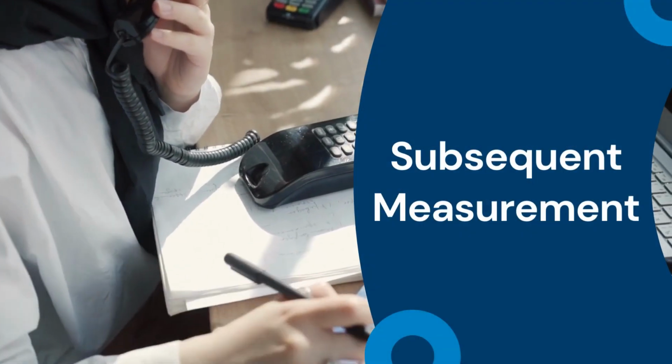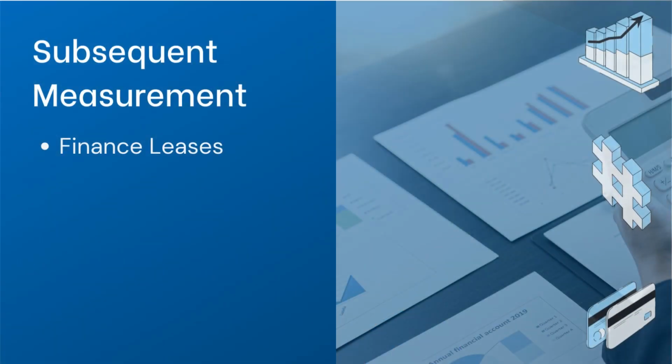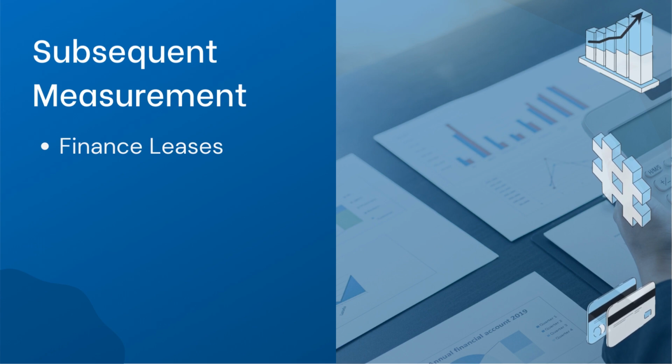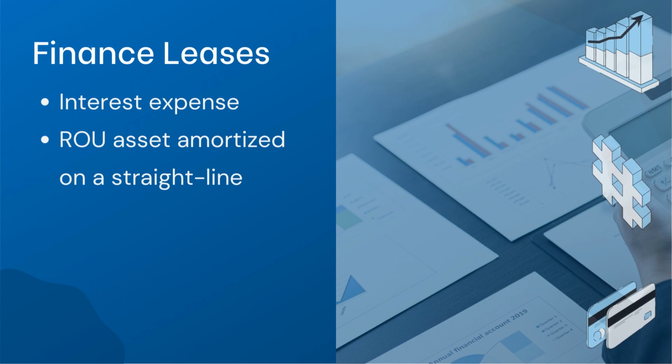When it comes to subsequent measurement, for finance leases, the lessee needs to consider interest expense and lease liability reduction with each lease payment. The interest expense is calculated using the effective interest method, and the right-of-use asset is amortized straight-line based on either the lease term or the useful life of the asset.